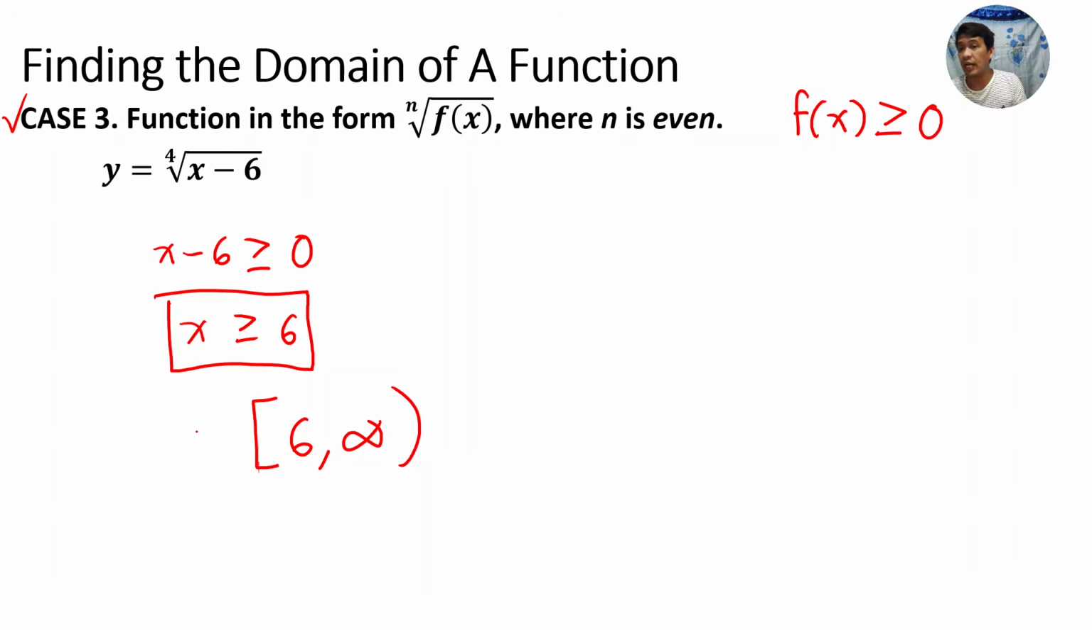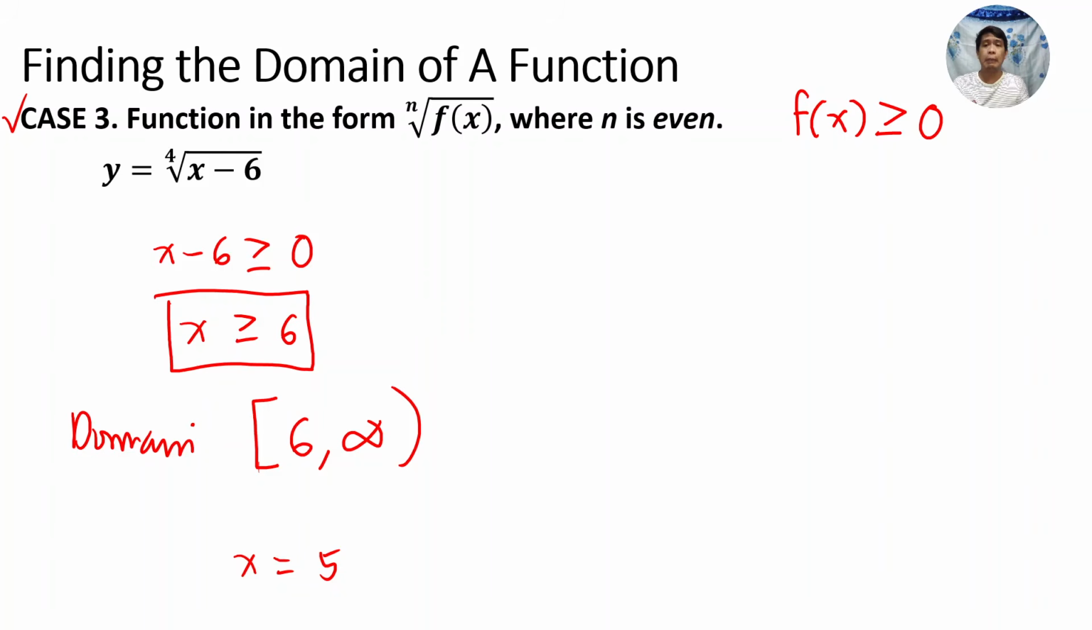So if we try to substitute x is equal to 5, because x is 5 is less than 6, which is excluded from this particular domain. If we try to substitute that 5, this is 5 minus 6 is negative 1. And fourth root of a negative number does not exist, which is an imaginary number.